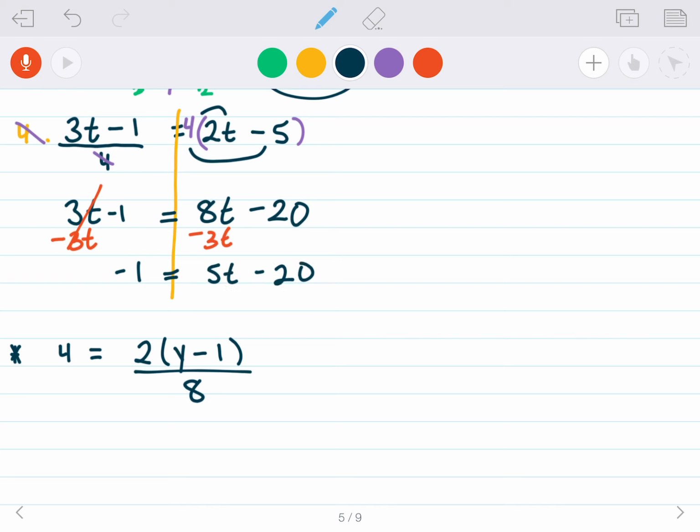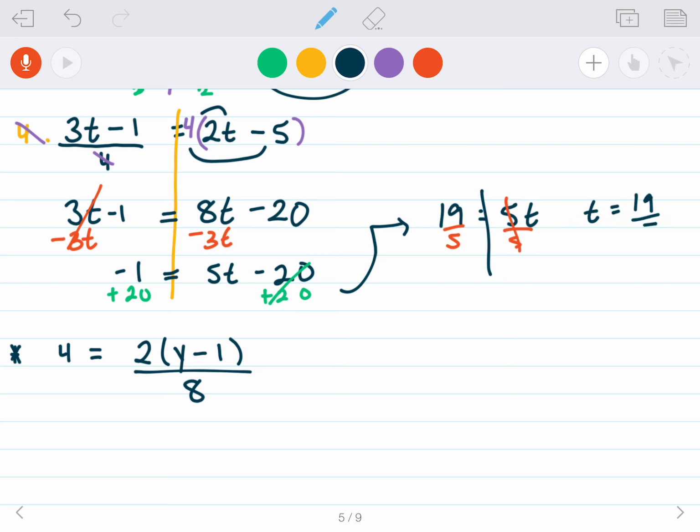Okay, so now I have that. I want to go ahead and get that t alone. Looking at the right side, I want to undo subtraction of 20 by adding 20 to both sides. And I'm going to have to write over here because I'm out of room. Negative 1 plus 20 is going to give me 19 on the left, and I have 5t on the right. Finally, I can divide both sides by 5 to get my answer. So t is equal to 19 over 5, and you should check this.